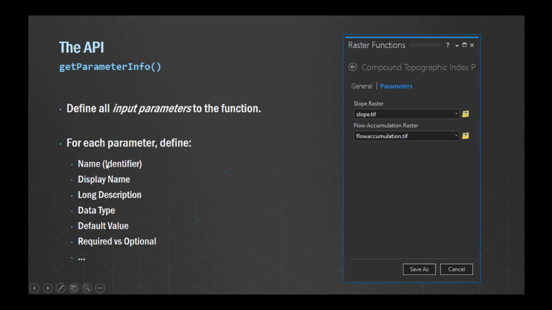So for each parameter, you need to define a name. So that's the name you're going to pass into the code later on. The display name, that's what the user sees. So you can have a different display name from the actual parameter name. A description, so when you hover over this, we'll have a description of what the parameter is. And in Pro, you can just hover and it'll have like a tooltip pop up. The data type we already talked about, a default value if necessary, and required versus optional. So you can make parameters required or optional.